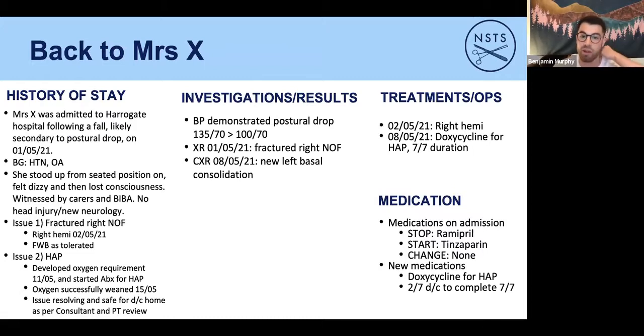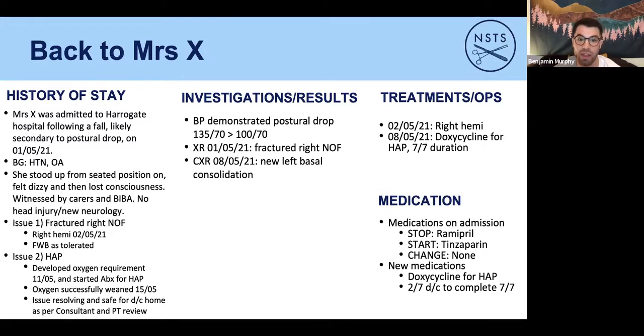So just as an example, I won't read it all out because that would be really boring. But this is what Mrs. X's discharge letter would have looked like. So what she came in with, her background, her history of presented complaint, and then I've just split her issues into issue 1, issue 2. So it's really quick for the GP to read: she broke a hip, this happened, and this is what's going on from that. She can fully weight bear on it as she's able. She also had a chest infection because she developed an oxygen requirement. She's off the oxygen now, it's resolving, and she's safe to go home.